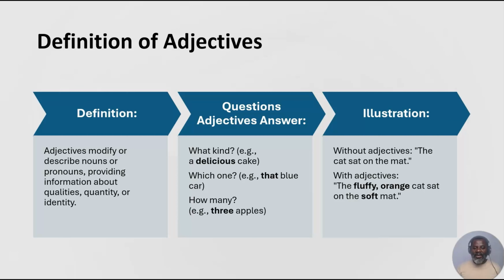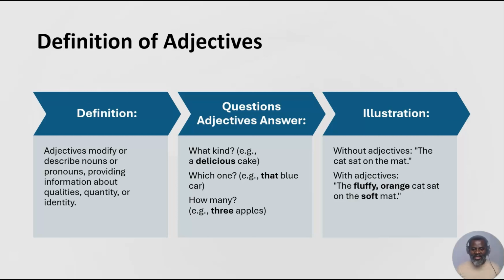They also answer the question, which one? If you say that blue car, now, if you look at the word that, it's an adjective. Blue is also another adjective. But in this case, we are focusing on that because it is telling us which one. And that type of adjective is called demonstrative. We are going to look at these types later. Then they also answer the question, how many? 3 apples. 3 is an adjective giving us quantity.